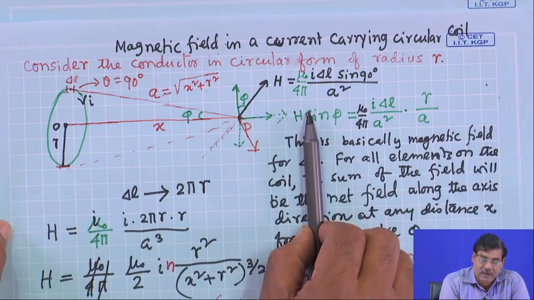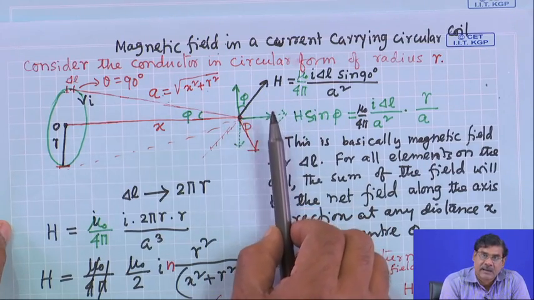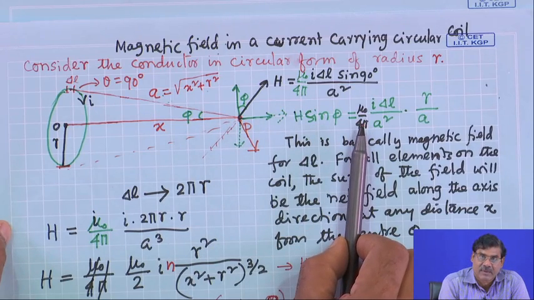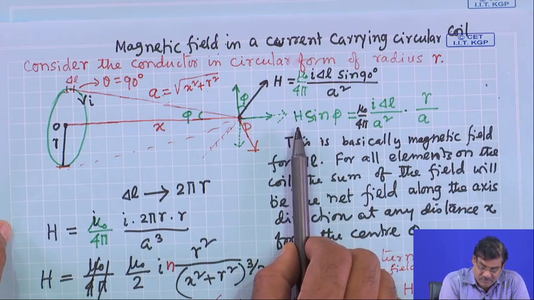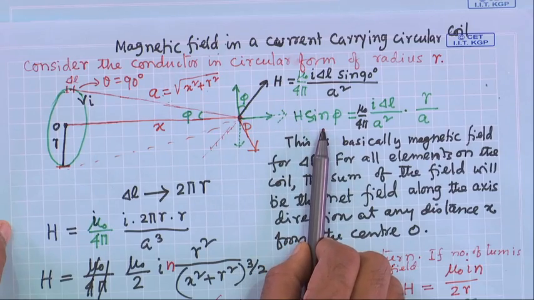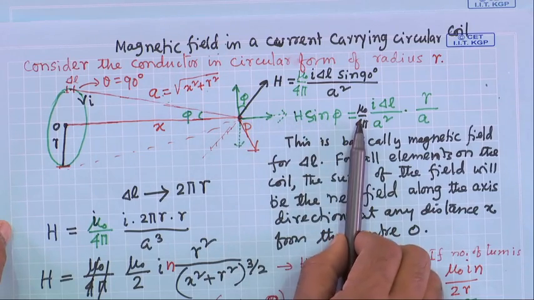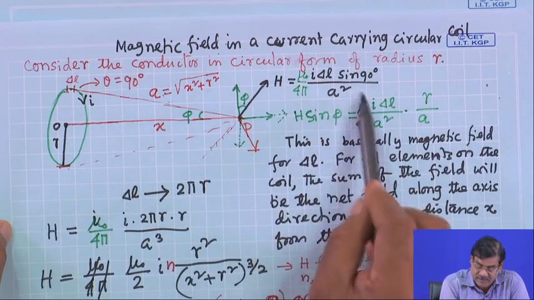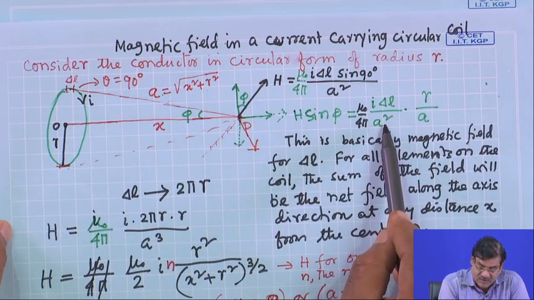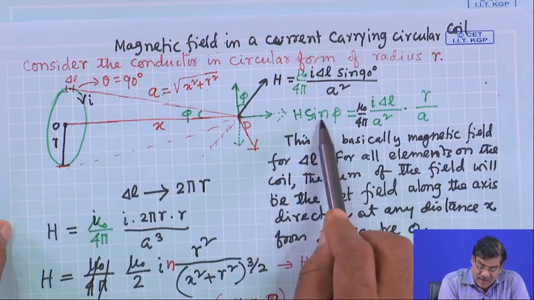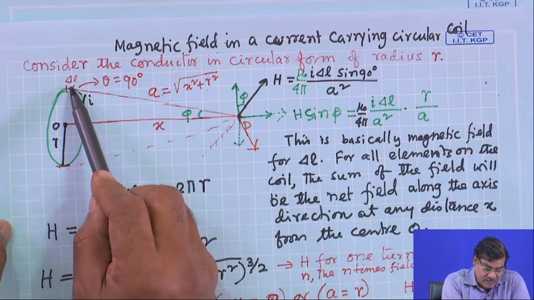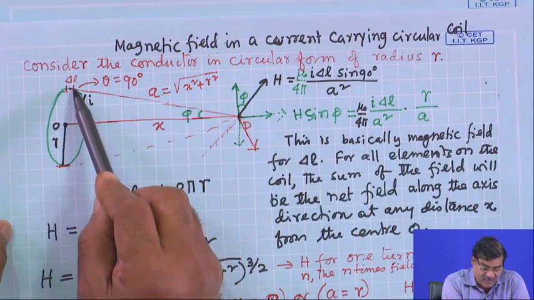So, that will be added. So, ultimately you will get here this magnetic field along the axis, okay. So, that magnetic field is h sin phi equal to I dl, whatever, from here you can find out I dl by A square. So, that is h, and sin phi is basically this r by A.